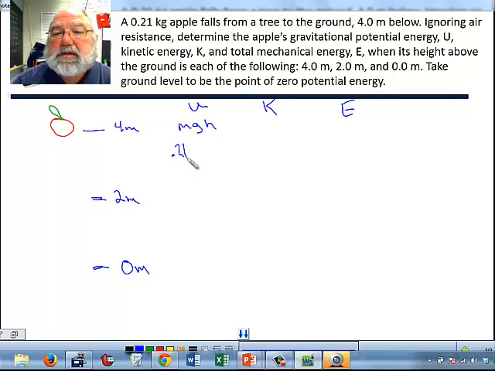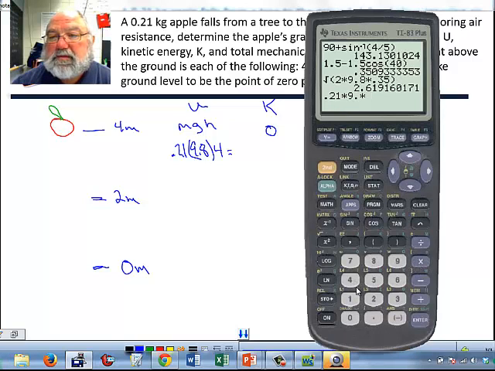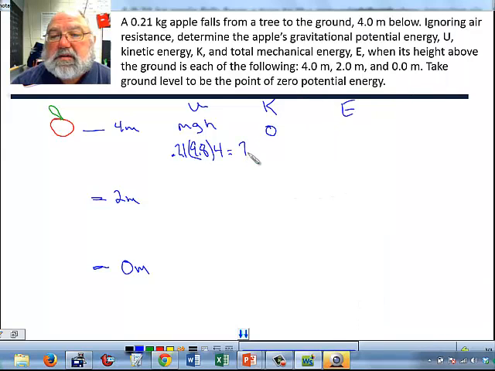U is mgh, and that's the height above 0. So we have 0.21 kilograms times 9.8 meters per second squared times the height of 4, which gives us our potential energy. It starts falling from rest, so kinetic energy is 0. 0.21 times 9.8 times 4 is equal to 7.56 joules. Total energy, E, is equal to U plus K, so that's 7.56 plus 0, which is 7.56 joules.